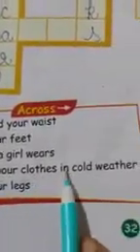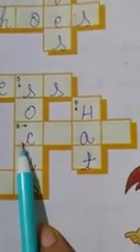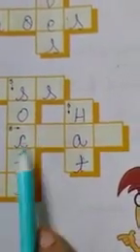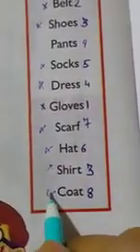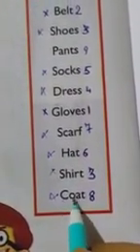Now next is number 8, over your clothes in cold weather. What we wear over our clothes in cold winter? It starts with C and has 4 letters. Coat. Coat is starting with C and it has 4 letters. So you will write C, O, A, T.